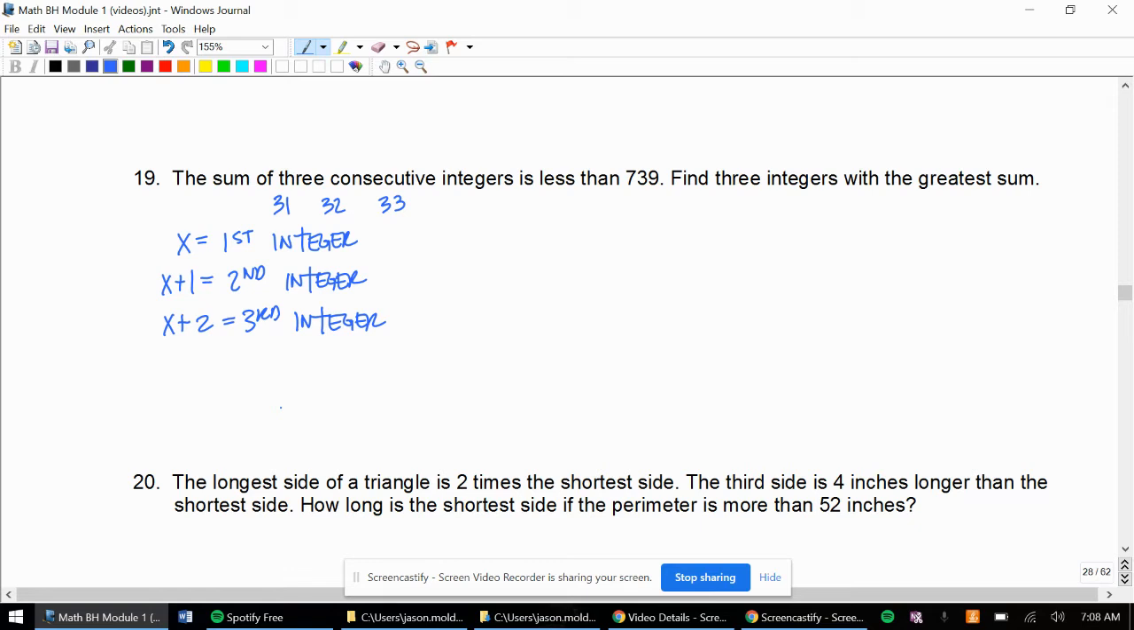Now, with these problems, you might be able to guess and check what this is, but we're still going to build our inequality and solve it. Okay, sum, meaning we're going to add this. So we have x plus x plus 1 plus x plus 2 is less than 739, so we'll just write that as stated. And you don't have to use parentheses on the left, but I personally like them, but totally optional. I can see my three integers. Now we're going to add them up. X plus x plus x is 3x. 1 plus 2 is 3.